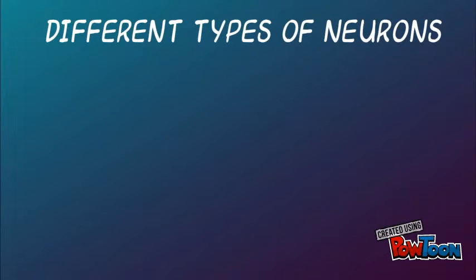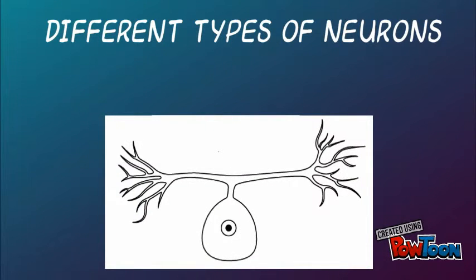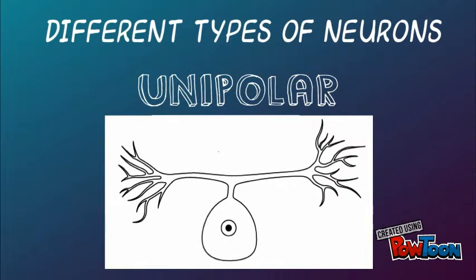There are three different types of neurons. Each neuron is classified based on the number of processes. First, there is unipolar. A unipolar neuron is shaped like a T, where the cell body appears to be slightly separated from the axon, but attached by one process. Unipolar neurons are the most common type of sense.